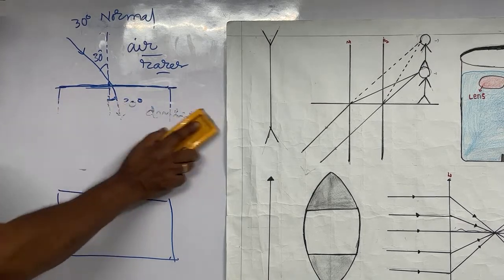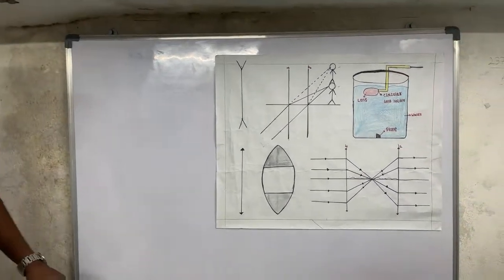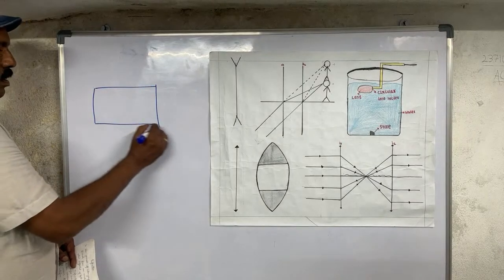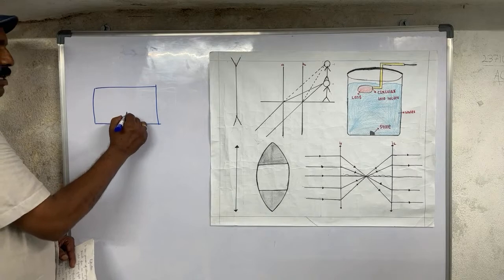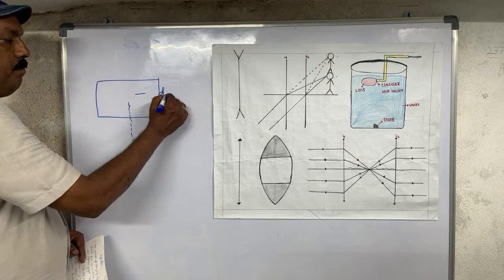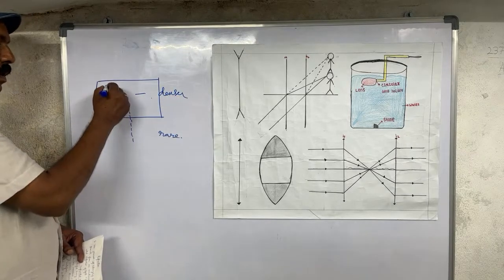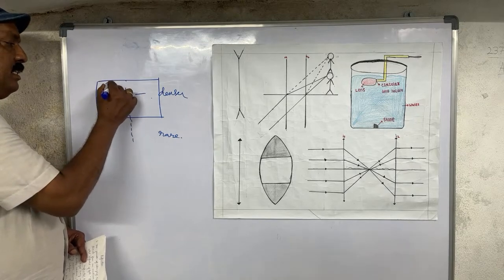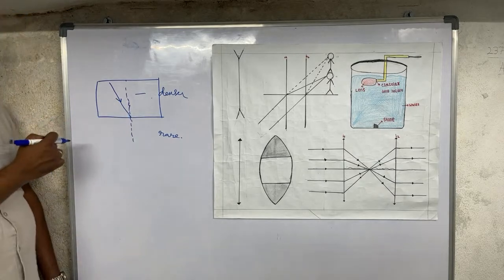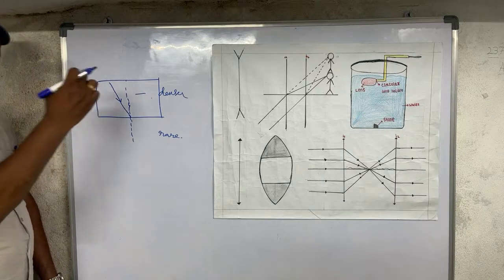Now, the second behavior. I will draw the normal here, at the midpoint of this one. This is the glass, the denser medium. This is the air, the rarer medium. Now this time, the light ray is coming from the denser medium. On the last occasion, the light ray came from the rarer medium to the denser medium. Now the light ray is coming from the denser to the rarer medium.